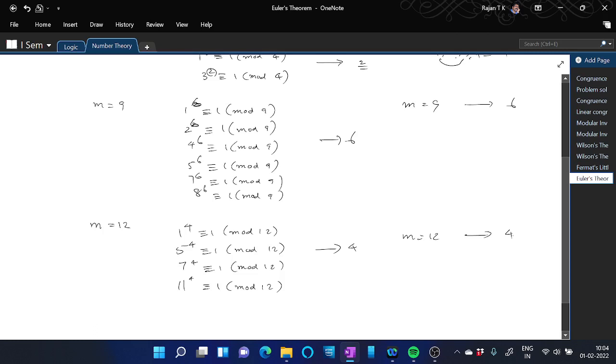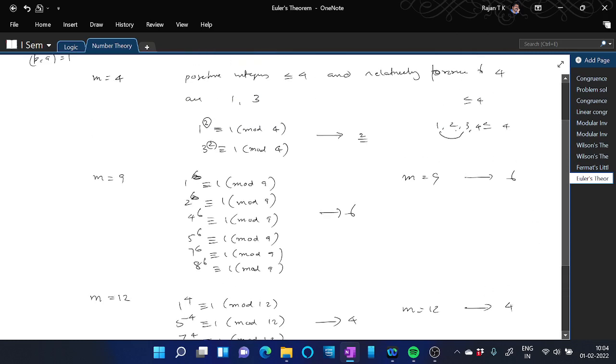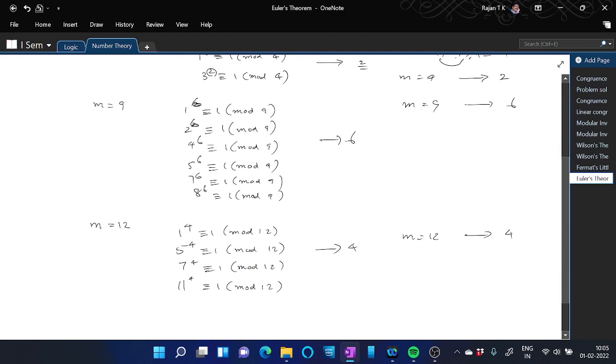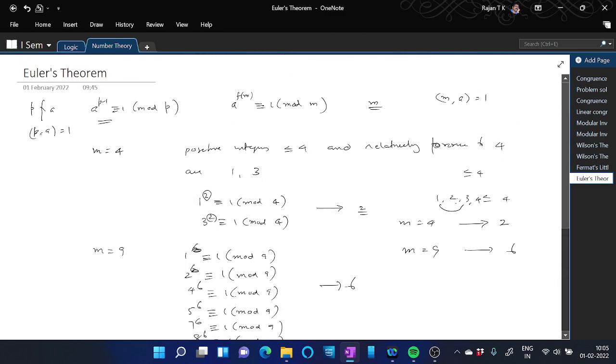Now let us see what are these numbers. When m is equal to 4 we have taken, there we found a number 2 such that 1 square is congruent to 1 mod 4, 3 square is congruent to 1 mod 4, like that. So this 4 is producing a number 2. M equal to 9 produces a number 6 satisfying this property, and for m equal to 12 there exists a number 4 which satisfies a raised to f of m is congruent to 1 mod m.